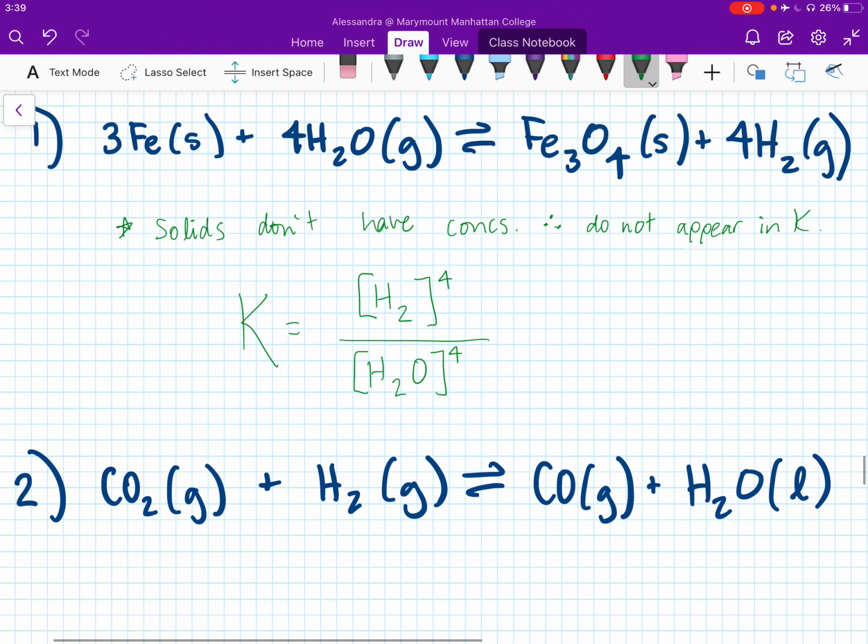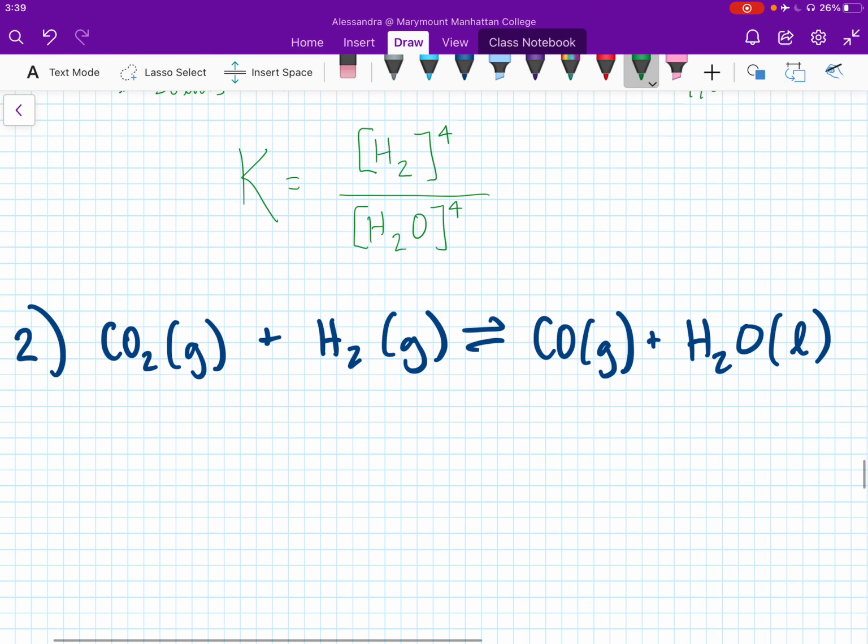Let's do another example of a heterogeneous equilibrium. In this example, we have 2 carbon dioxides reacting with H2 to make 1 carbon monoxide and liquid water. Now here we have to pay really close attention to the liquid. Pure liquids don't have concentrations either. Only gases and aqueous species have concentrations. So when we see pure liquids or pure solids, we leave them out of the expression for K.